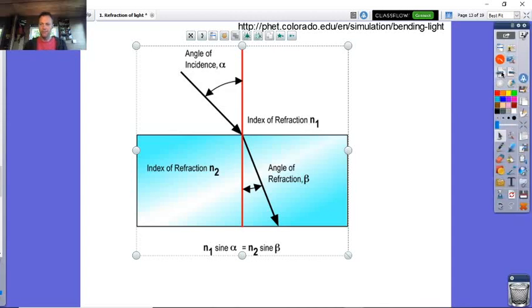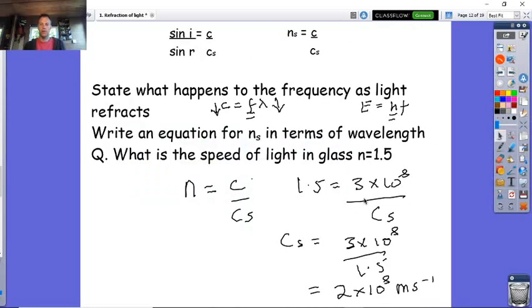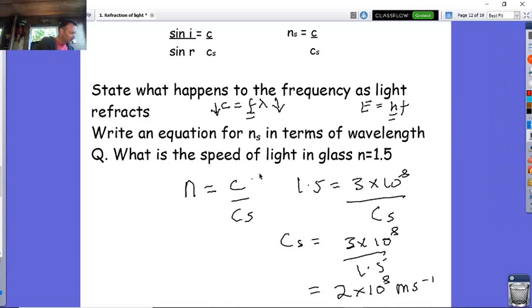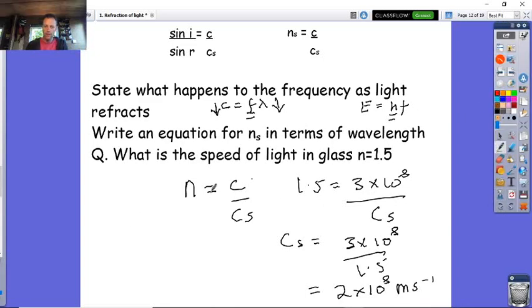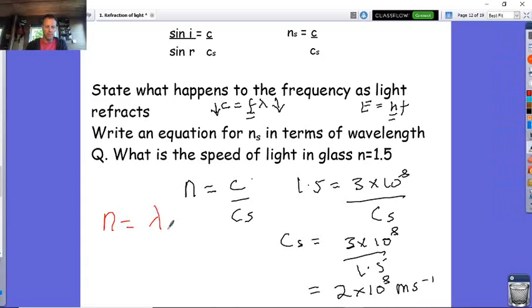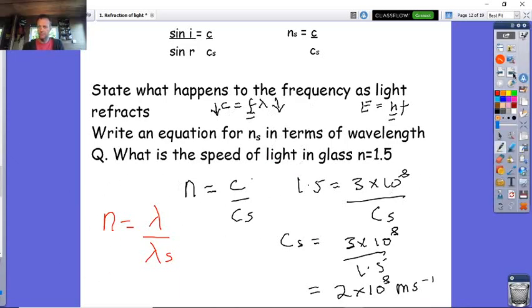One thing I forgot to mention was, when this equation pops down just about here, when we had n equals c over cs in your book, you've also got the equation, which makes perfect sense, where n is equal to lambda over lambda s. Therefore, it's going to be the ratio of the wavelength as well. And it's all to do with the fact that this equation here is c equals f lambda. If c goes down, lambda goes down by the same amount. So that's where that equation comes from.